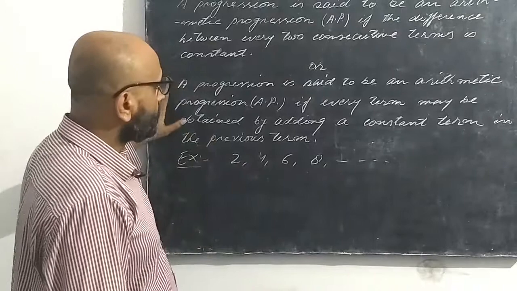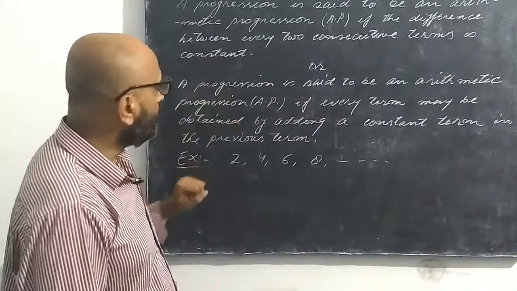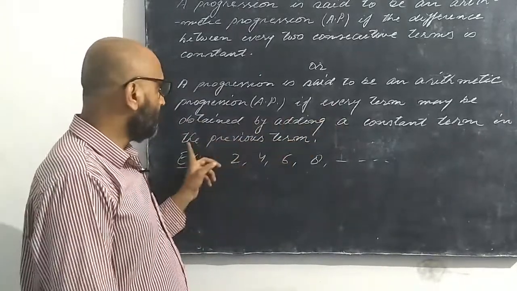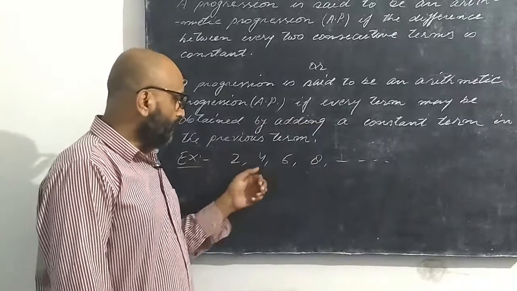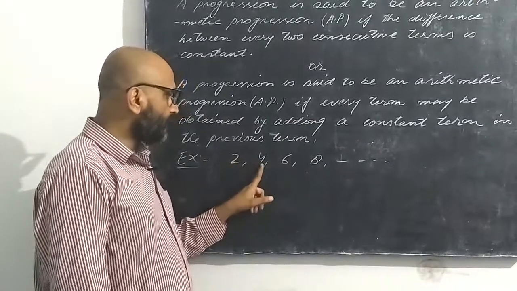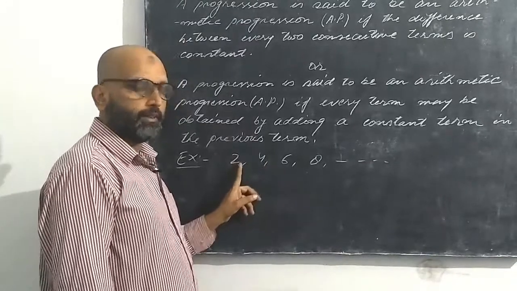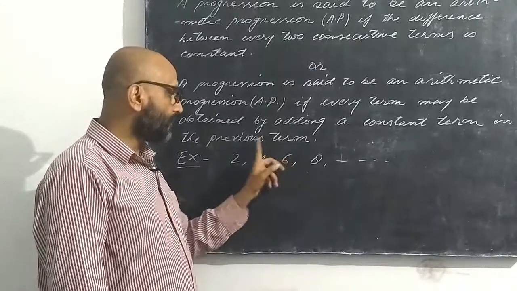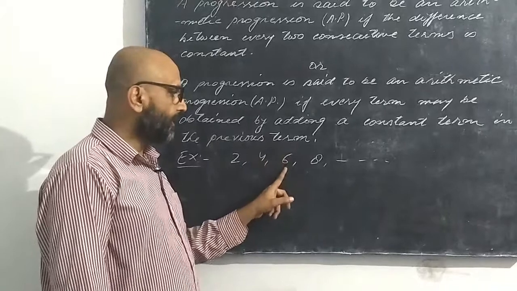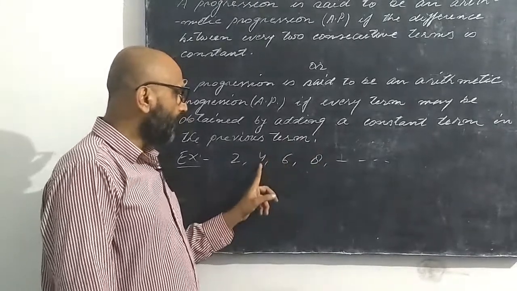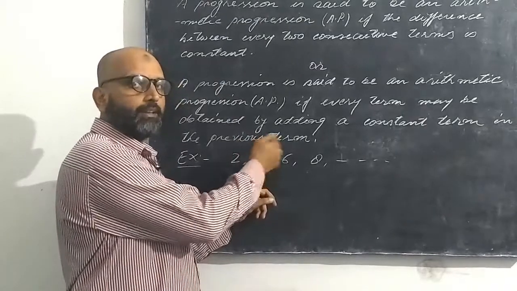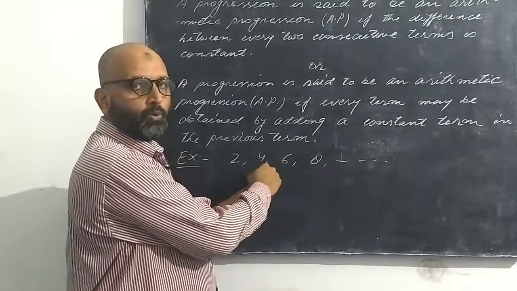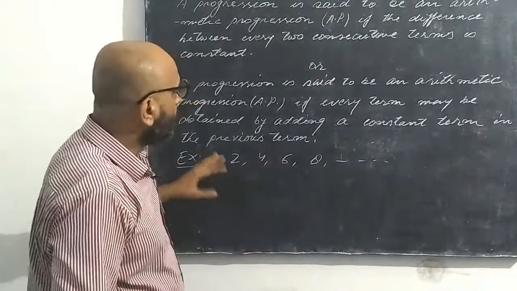If we consider the second language, a progression is said to be an arithmetic progression if every term may be obtained by adding a constant term to the previous term. For example, to get this term we have to add 2 to the previous term: if we add 2 to 2, we get 4. If we add 2 to 4, we get 6. If we add 2 to 6, we get 8. So adding 2 to every term, we get the next term, or we may say that every term is obtained by adding 2 to the previous term. So in any way you may define it.